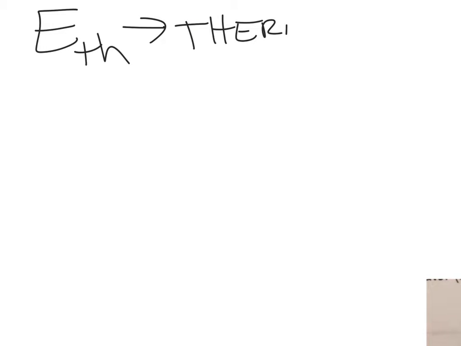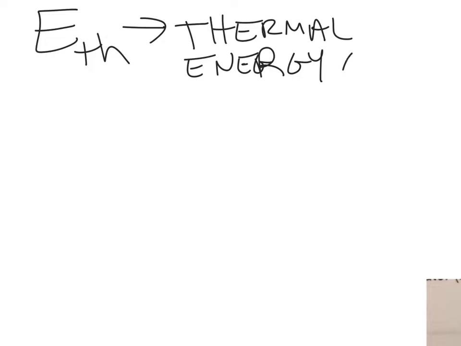All right, today you're going to be making some energy bar charts for objects with a phase change. Now, before you can do the bar charts, you're going to need to know the three types of energy that show up here. First one is ETH, which is short for thermal energy. And that's just a fancy way of saying heat. So when we talk about heat, we're also talking about the thermal energy.